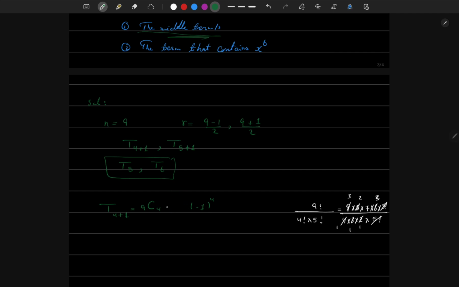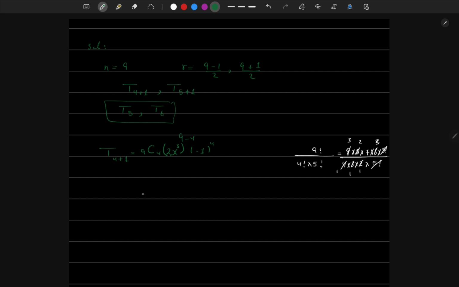So this is 2x cubed to the power of 9 minus 4. So the term equals 3 multiplied by 2 by 7 by 3, which equals 84, multiplied by 2x cubed to the power of 9 minus 4 equals 5. Now negative 1 is raised to 4. It's an even power, so it's just going to remain like this.